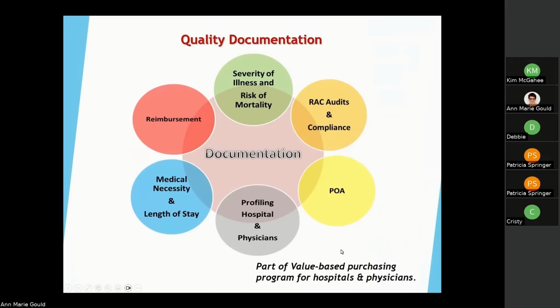Okay, so as we know with quality documentation, it hits a lot of different areas, right? As we know, your severity of illness and risk of mortality data points, your RAC audits and compliance, POA status is a big thing, right, for us to make sure we don't have any hacks on that record. The profiling for physicians as well as hospitals, and of course your medical necessity, length of stay, and reimbursement.